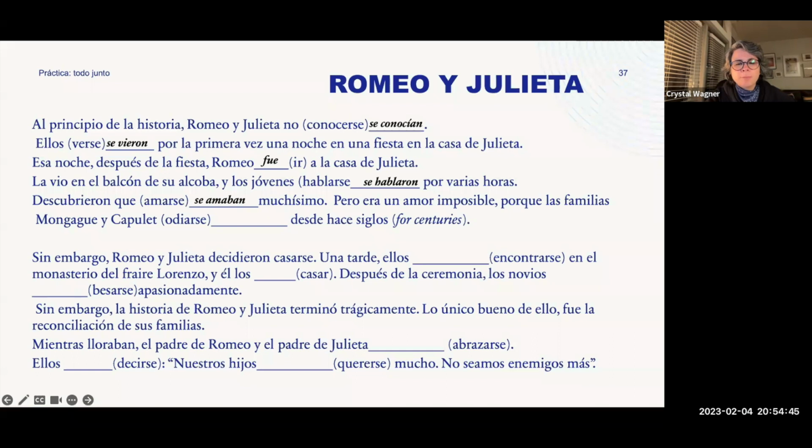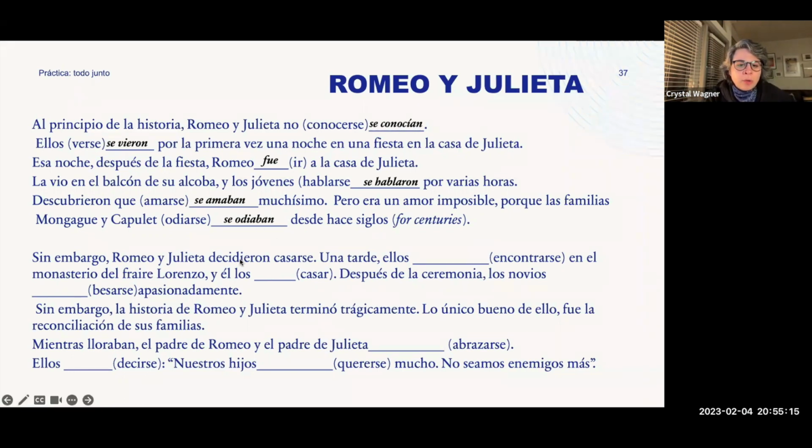Pero era un amor imposible, porque las familias Montague y Capulet, sorry about the typo here, se odiaban desde hace siglos. And this imperfect here is explained by two reasons. Once more because of the emotions, right? But also because of this hace siglos. So this was like for centuries, right? So once more, an indeterminate time period.